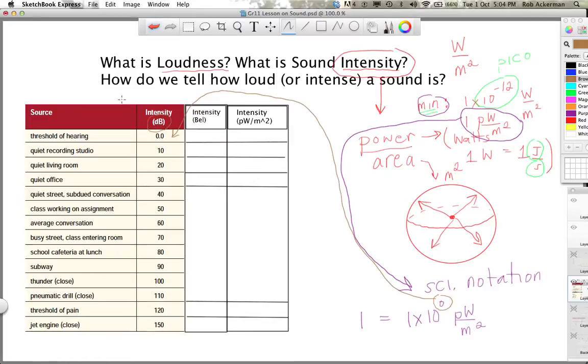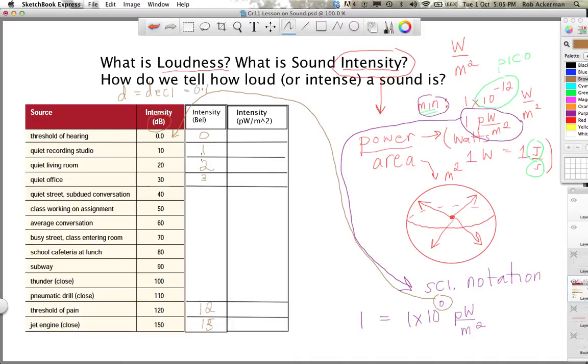Now, deci, the letter D, in metric, again, you have to know your metric prefixes. If you have not memorized them, go right to the back of the book and memorize them now. You have to know these. Deci means a tenth, 0.1. So 0 decibel is actually 0 bell. 10 decibel is 1 bell. 20 decibel is 2 bell, and so on, all the way up to 120 decibel would be 12 bell, and so on.